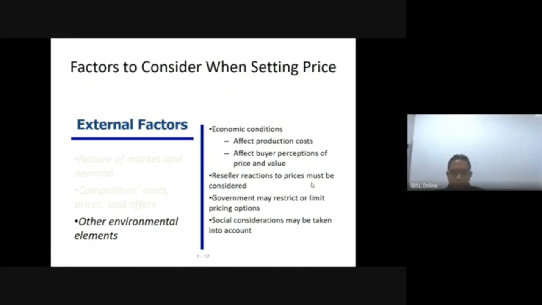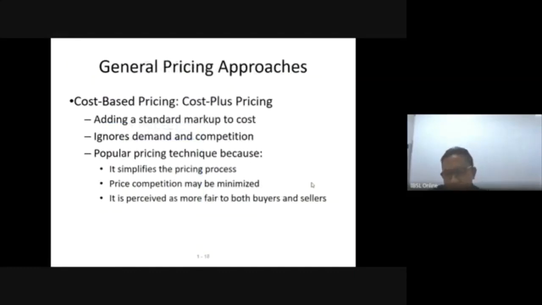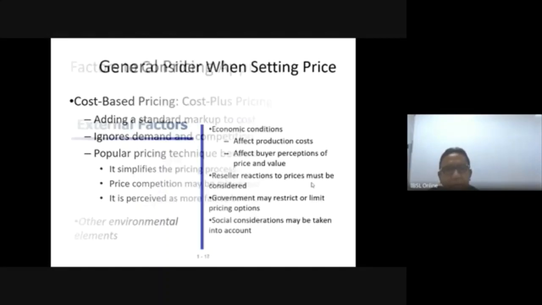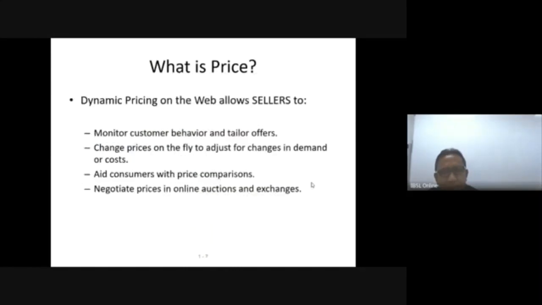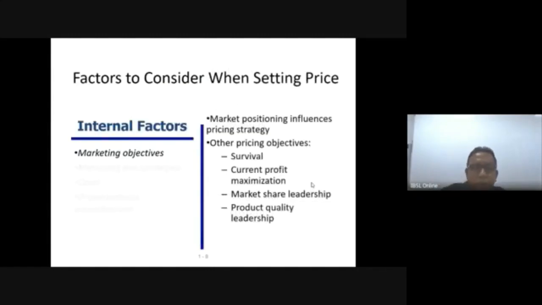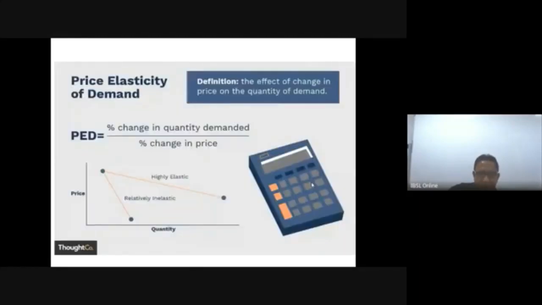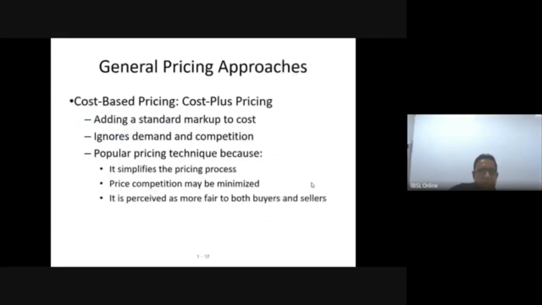And so on. So remember, there are several external and internal factors that affect price decisions. When you want to set price, you'll have to consider these external and internal factors. So let's see some pricing approaches. There are three approaches to pricing. One is cost-based: adding a standard markup to cost, because that's how you price it.